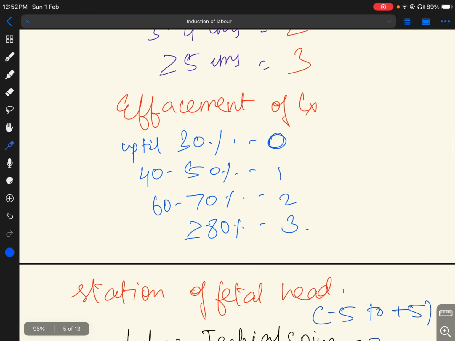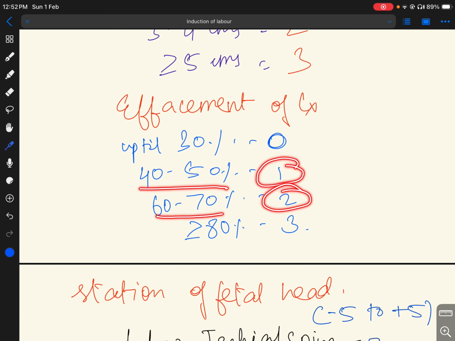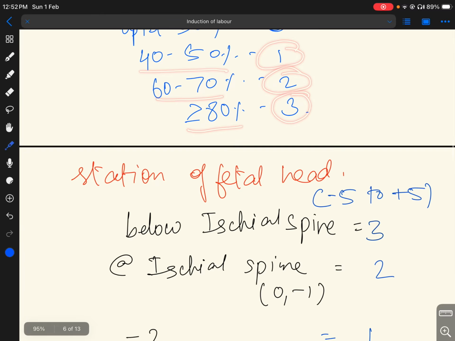Effacement of cervix. You remember the scores 30, 50, 70, 80. Up to 30%, give a score of 0. For 40 to 50%, give a score of 1. For 60 to 70%, give a score of 2. For greater than or equal to 80%, give a score of 3.